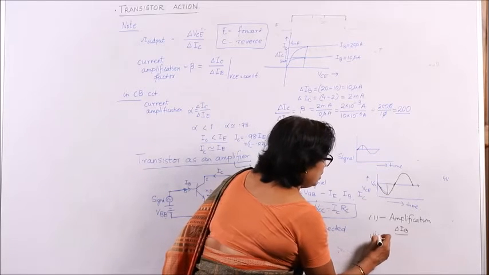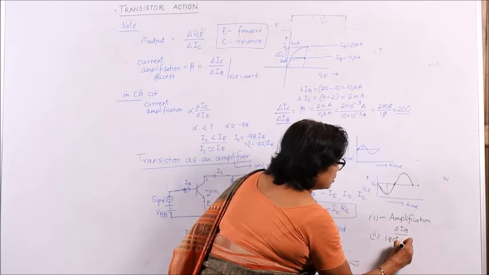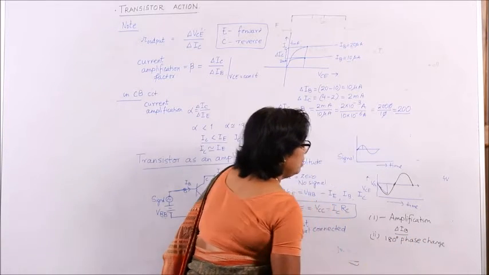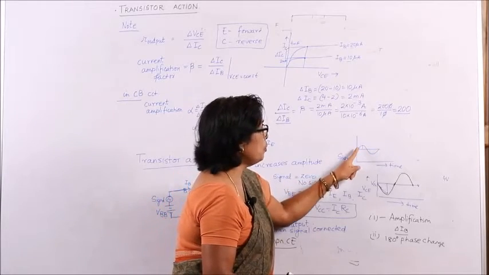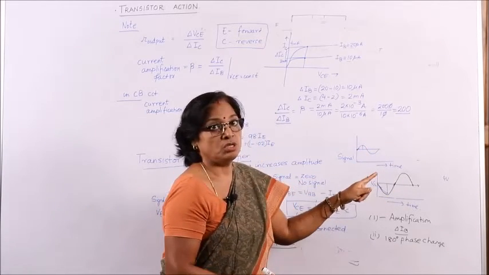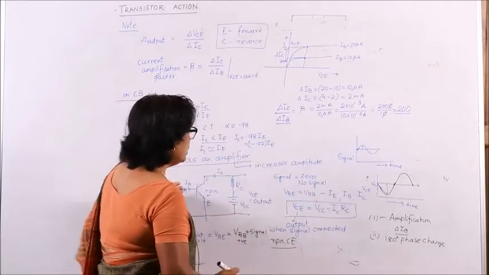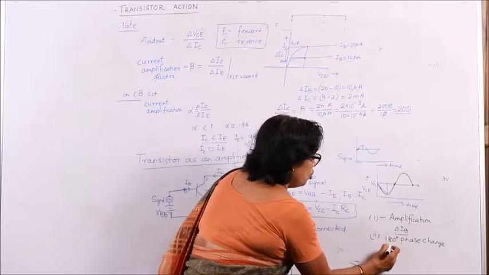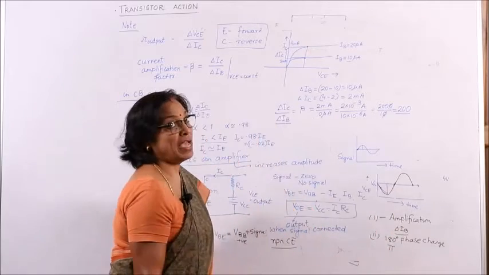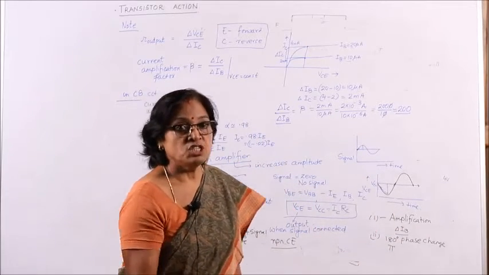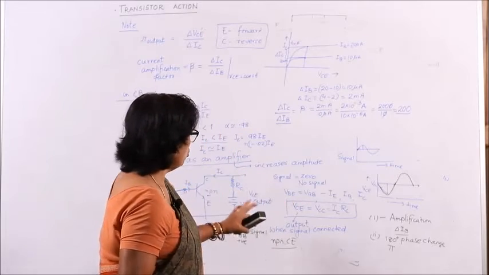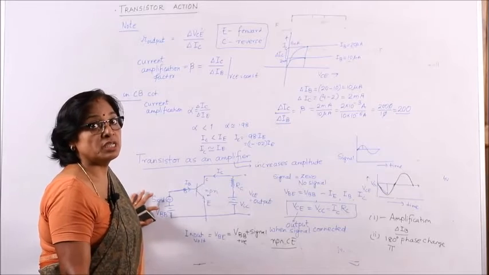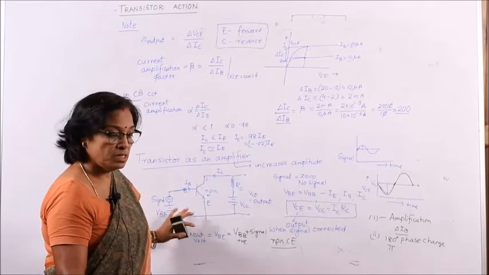Second thing that we see, there is a 180-degree phase change. When the signal goes up positive, the output goes down negative. So, between the input voltage and output voltage there is a pi phase change or 180-degree phase change, and this is how a transistor will be used as an amplifier. The output is taken from here, the input is given, the signal is connected in the input circuit so that the base emitter voltage changes.